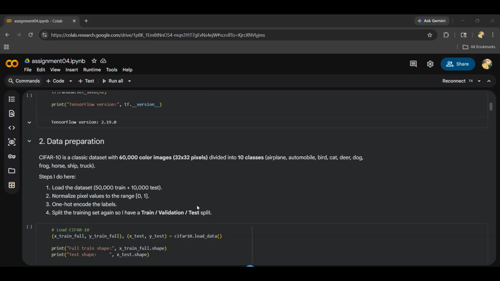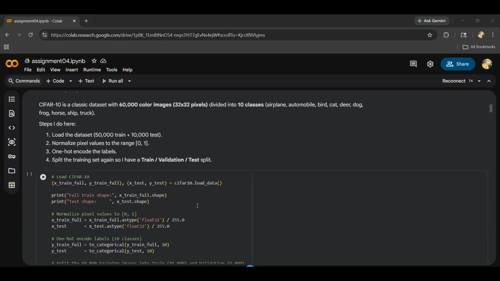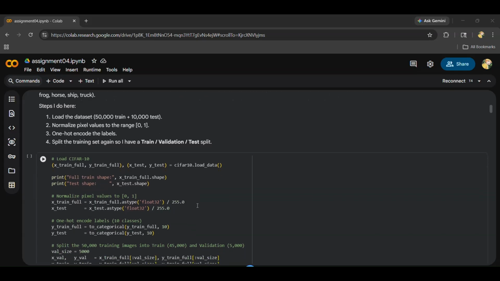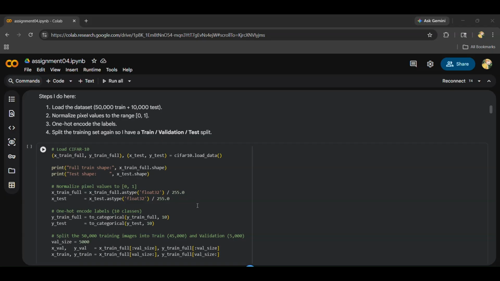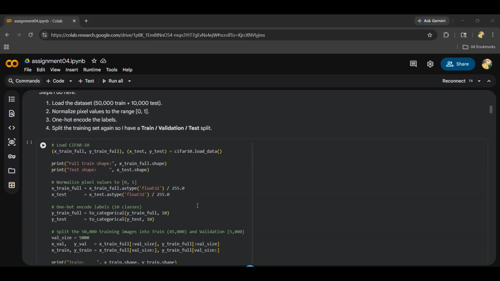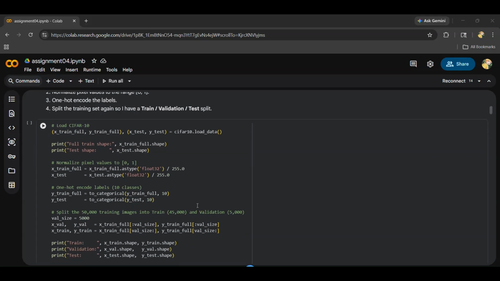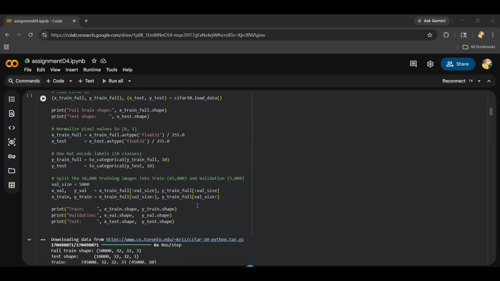The first thing I do is data preparation. I load CIFAR from Keras, which already comes split into 50,000 training images and 10,000 test images. I normalize the pixel values from 0 to 255 to the range 0 to 1, because neural networks train better with small, similarly scaled inputs. Then I one-hot encode the labels because I have 10 classes and I use softmax at the output.